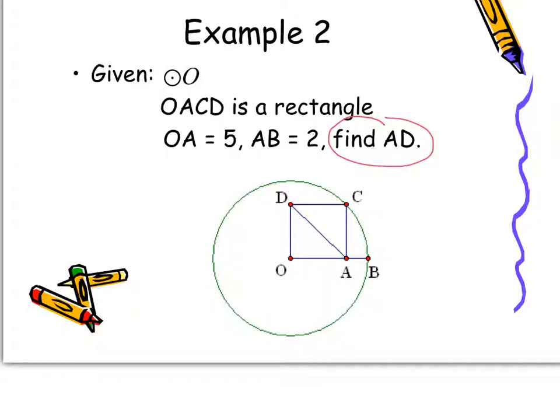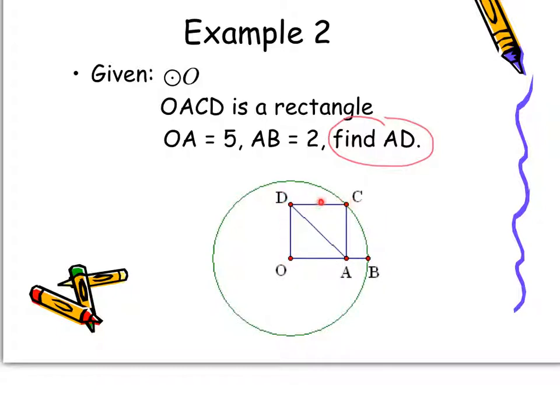So let's see what we're given here, though, because the given information is important. We've got circle O, so this is a circle. Oh yeah, what do we know about circles? All radii are congruent, that's right, we always remember that. It says that OACD is a rectangle, so this guy, OACD, is a rectangle.